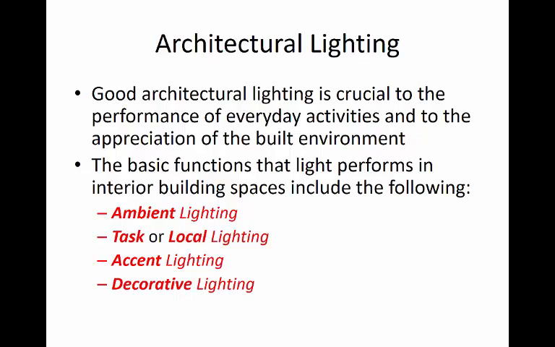Next, we have accent lighting. This is useful in helping to denote edges or to help highlight architectural features. And then lastly, we have decorative lighting. This is lighting that's used simply to help set the mood in a space or to help influence how you feel about that space. A good example of decorative lighting is your Christmas lights.